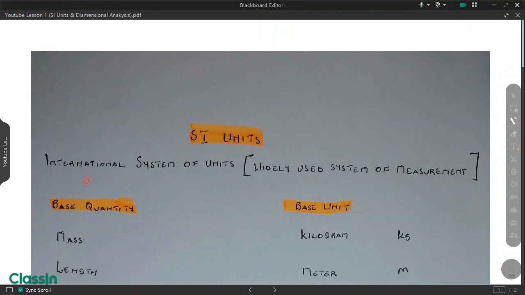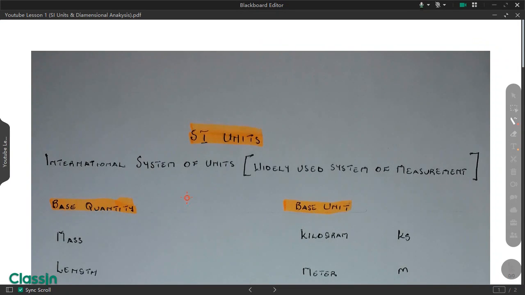So today we are going to start with fluid mechanics, the language that we'll be using in fluid mechanics. We will deal first with the SI units. SI units are the international system of units. They are the most widely used system of measurement globally. So why do we need SI units? To standardize.